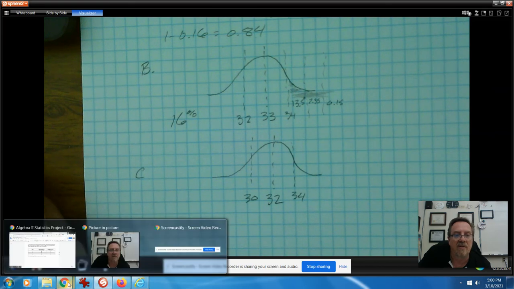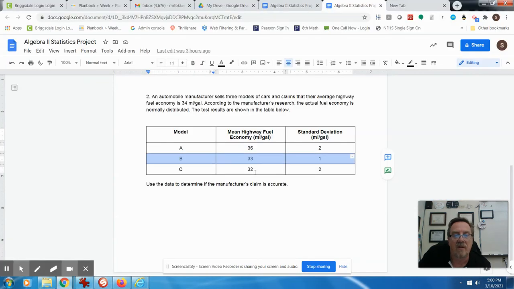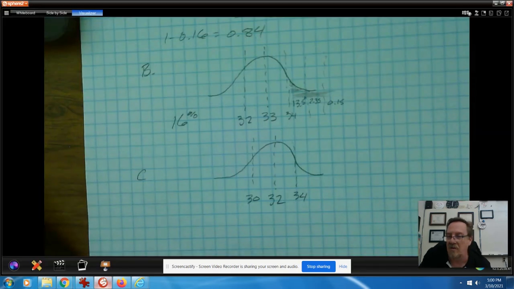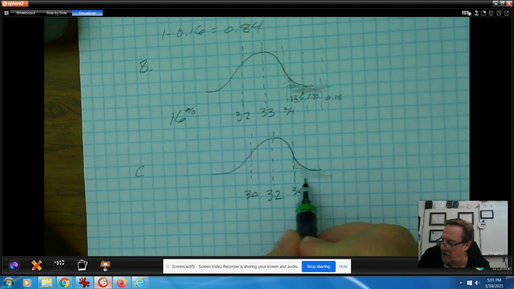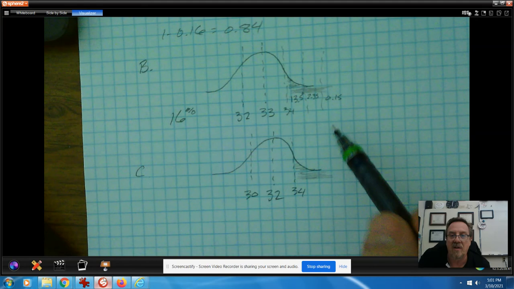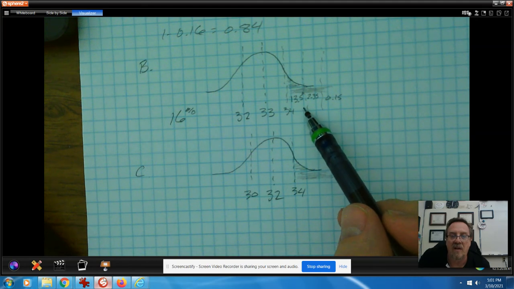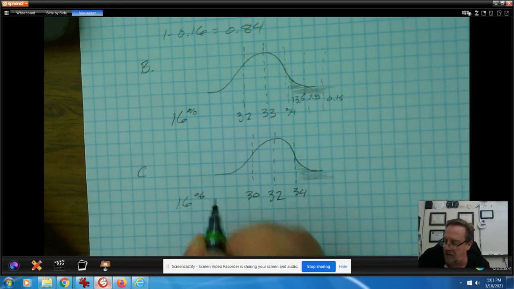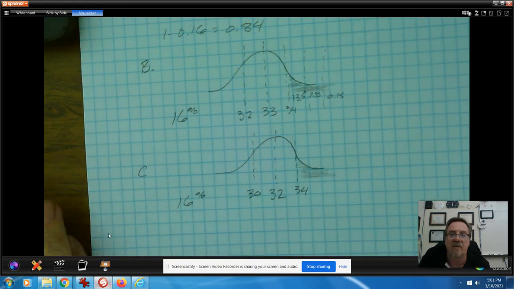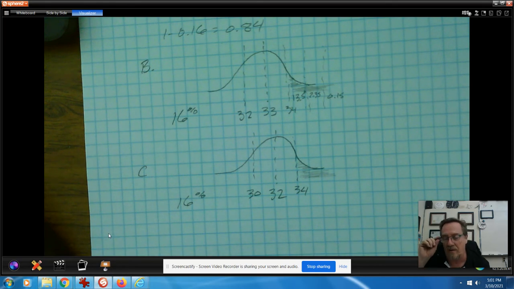Double check my numbers. Start at 32. 1 standard deviation is 2 away. So do you recognize that this graph, I'm again going to look at the region that's up here. Aren't those going to be the same regions as we had up here? Yes, they are, which means for this vehicle, only 16% of the cars should get 34 miles per gallon or better.